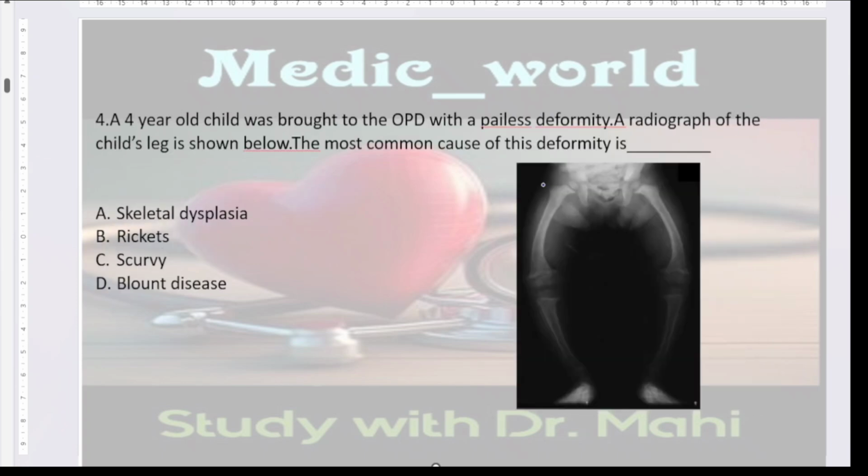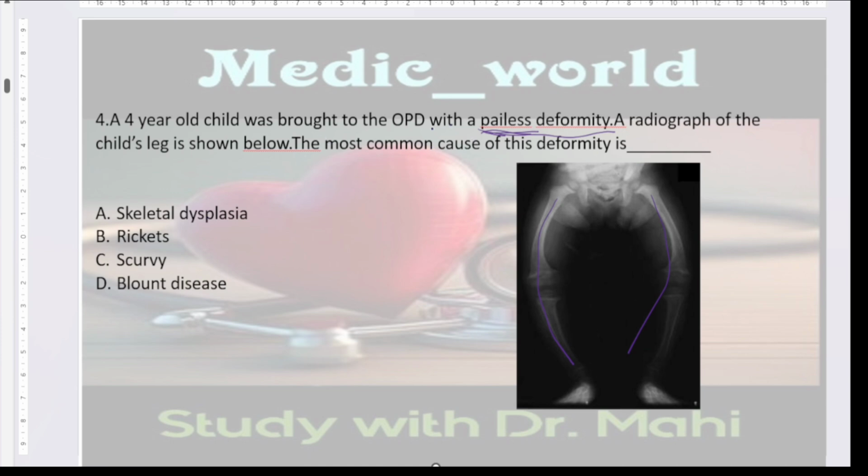Let's move to the other question, that is, a 4-year-old child was brought to the OPD with painless deformity. A radiograph of the child's leg is shown below. The most common cause of this deformity is? So, here we can see in the X-ray that there are bow legs, or we can say genu varum. This is genu varum or bow legs.